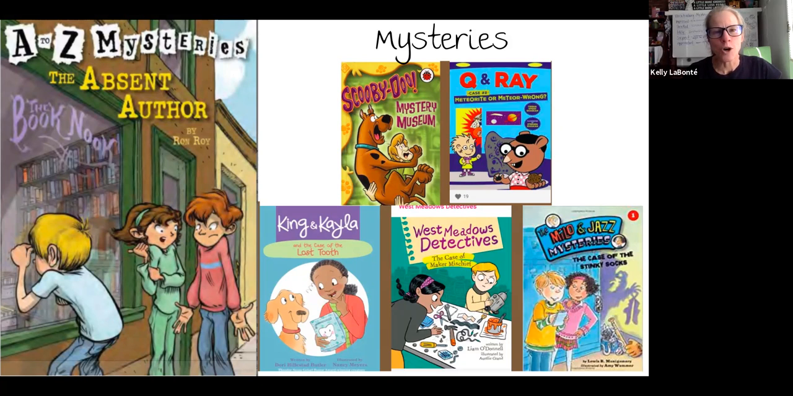So, word scientists, let's get going and let's look at the first 5 words that we're going to be learning. These words will come up in A to Z Mystery, The Absent Author, but they'll also come up in the books that you're reading. And you will be able to use them in your own writing and when you're talking to people. So let's get going.